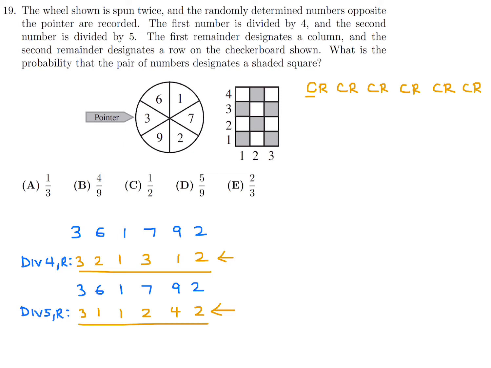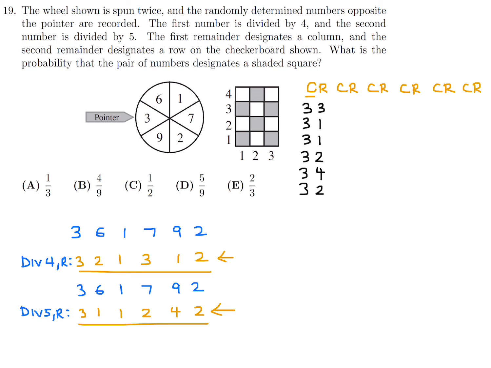So let's write them out. It shouldn't take that long. Let's see here. For the first number, it's going to be a 3. That represents my column. And then the second number can be any one of those guys. So 3, 1, 1, 2, 4, 2. So you see how I got that?